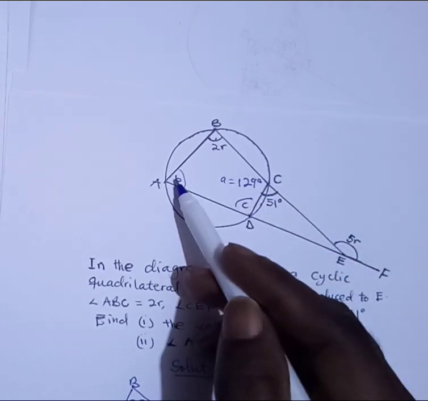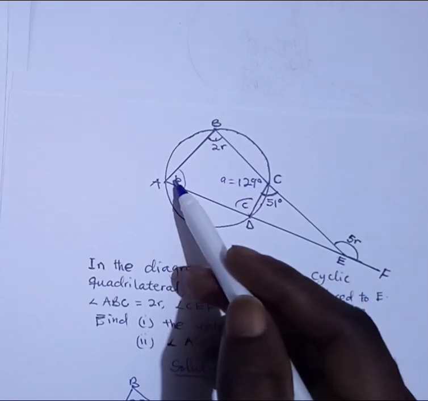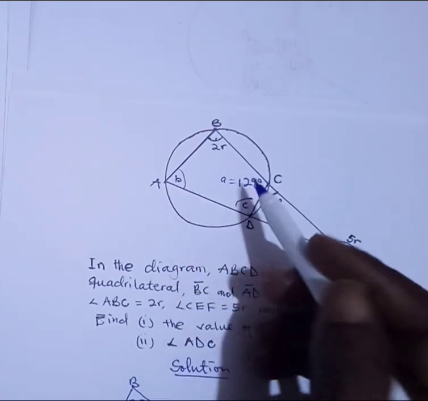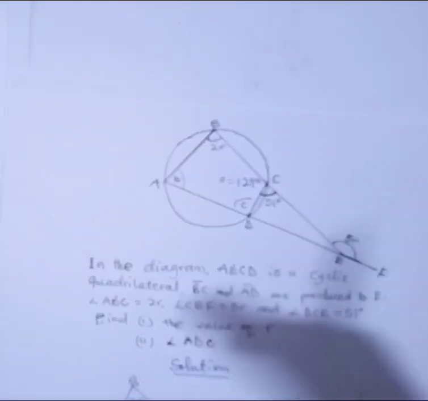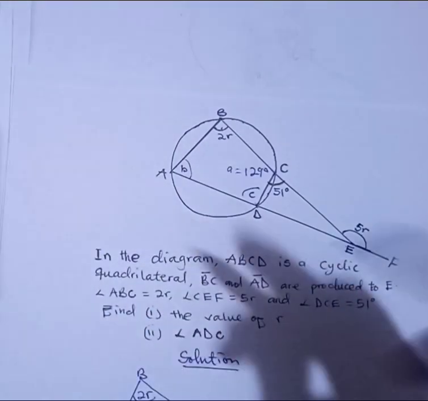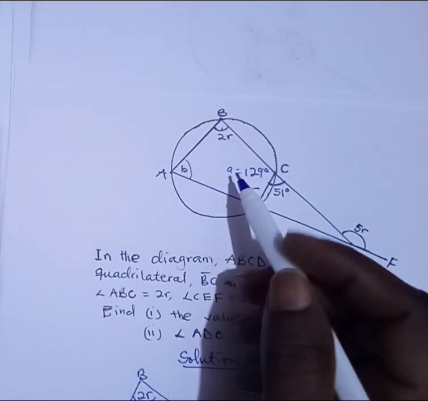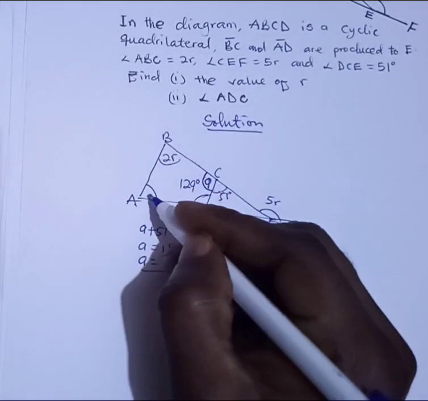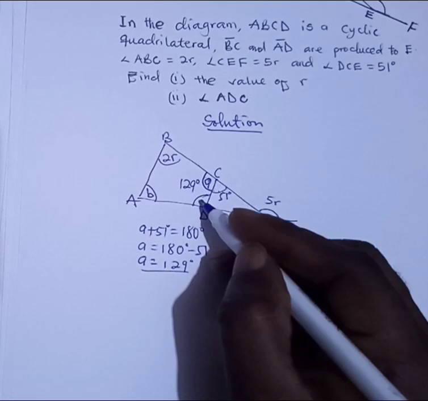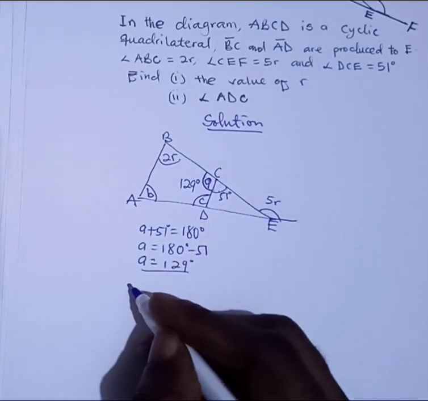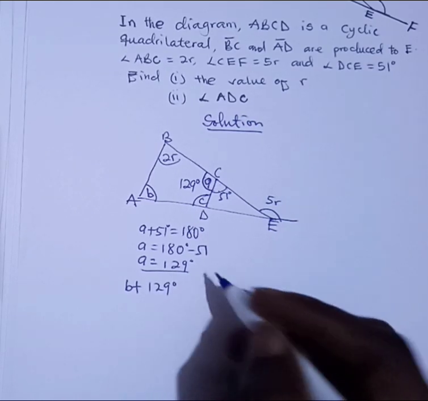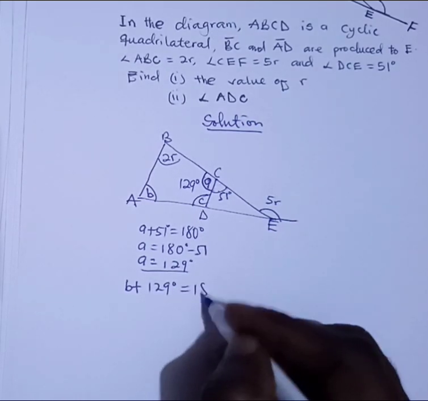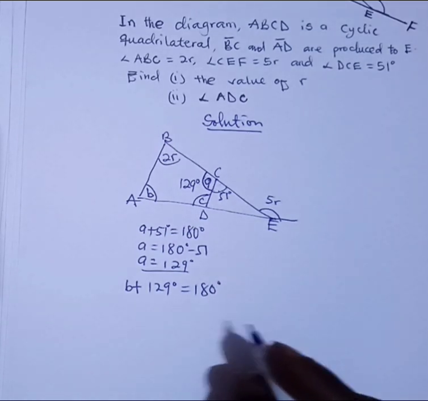Good. So to get this angle, what this property is saying is we should sum these two opposite angles and we are going to get what? 180. So if you sum them, we are going to get 180 degrees. So it means that here is B and here is C. So B plus 129 degrees is equal to 180 degrees. Have you gotten that?